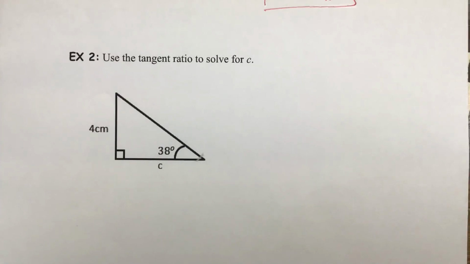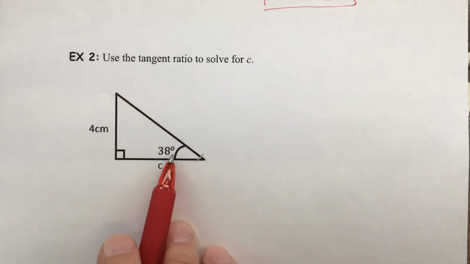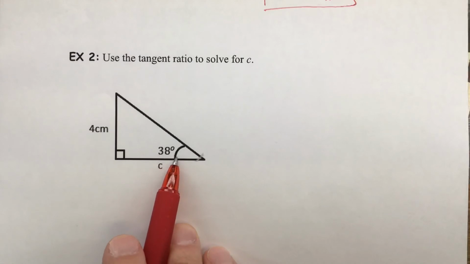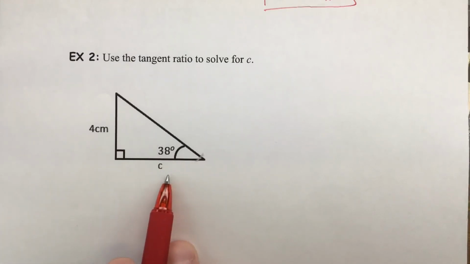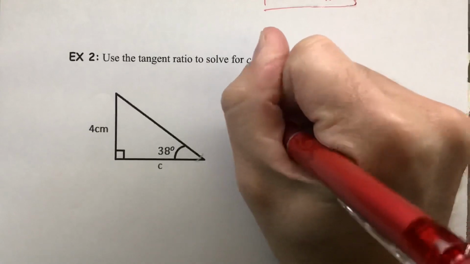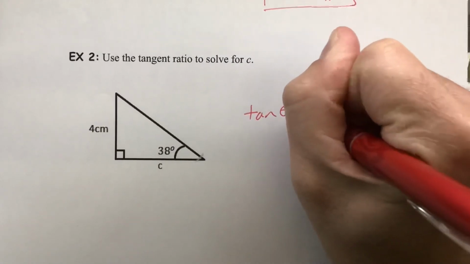All right, example 2, the problem is not going to really be that much different than what we just looked at. We do have a right triangle. We have an angle that's been identified as 38 degrees, okay, and then we have the side opposite of it. What we're looking for is the adjacent. So that will be the difference in the problem, that we're looking for the adjacent side this time. All right, but we can still start with this.